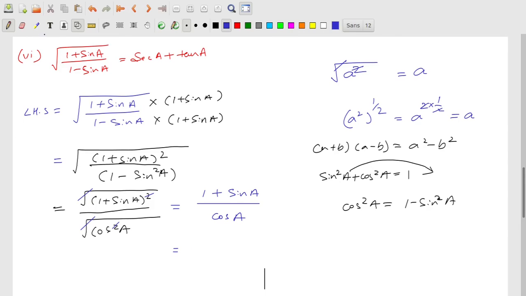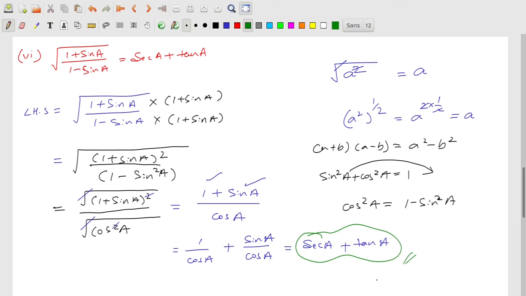All right. So next step, what we need is secant A plus tan A. Now cos A is a common denominator for both 1 and sin A, then the same expression can be written as 1 by cos A plus sin A by cos A. Fine. 1 by cos A is secant A and sin A by cos A is tan A, right? So this is the required RHS. Hence proved. So what is important? This step and then taking this identity.